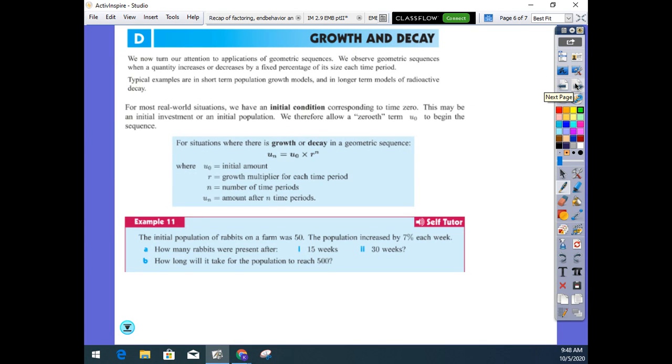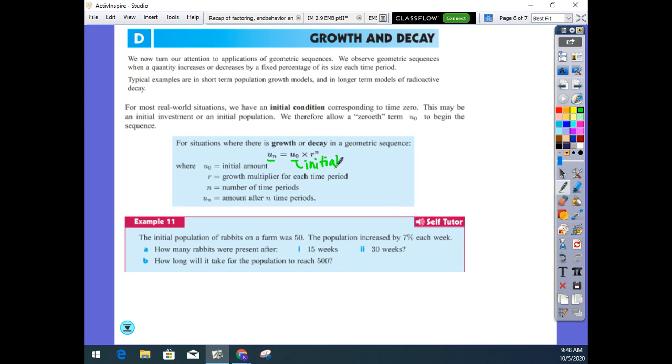Section D is actually, this is all Section D right here. It's kind of using the same type of formula. Notice u sub n equals u sub 0. So notice when it's u sub 0, that's my initial, how much I'm starting out with. This is our real world problems. And so we're going to start with our initial amount, and that's when time is 0.